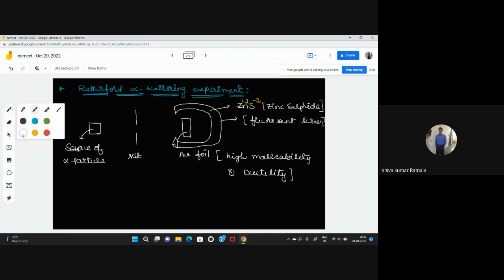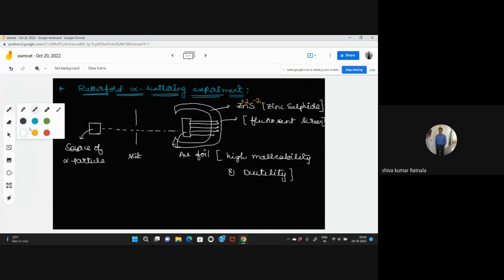Okay, when the alpha particles pass through the foil, he observed that most of the alpha particles pass through the foil. That means wherever the light is striking on the surface, we are going to observe a tiny flash.